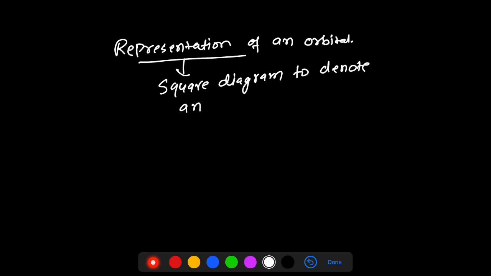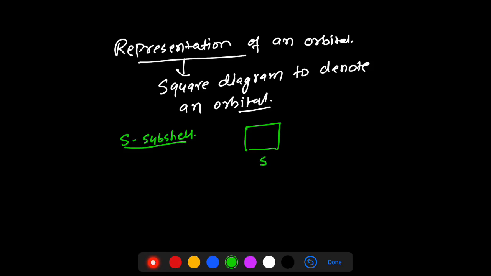How do we represent an orbital? So we use the square diagram to denote an orbital. Correct. We'll use just a square to denote an orbital. For example, if I say S subshell, S subshell has just one orbital, right? So this is the S subshell, the S orbital. One square block is one S orbital, right? It can be 3s, it can be 4s, it can be 1s, anything. All the S subshells have just one orbital, we know that.